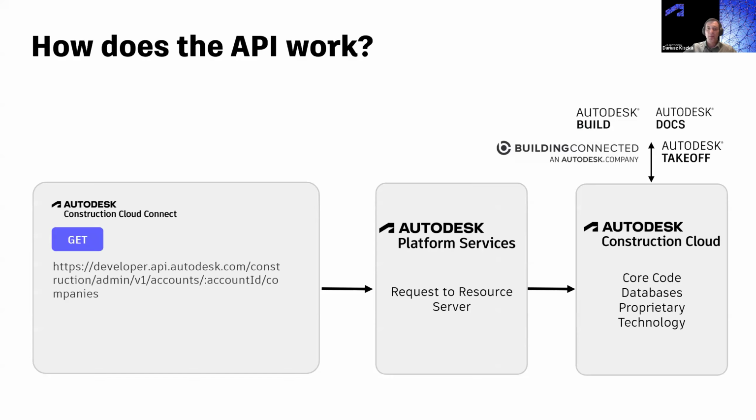Okay, let's walk through an example. Imagine the Autodesk Construction Cloud Connect is making the request to retrieve data, for example, the company data from the Autodesk Construction Cloud. Your app sends this request to the resource server.